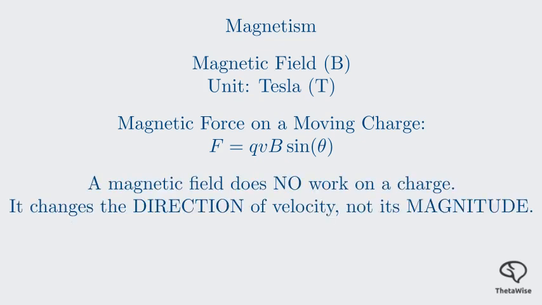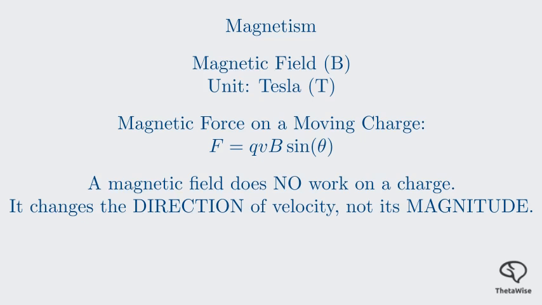Furthermore, the magnetic force is always perpendicular to both the velocity of the charge and the magnetic field itself. This means the force changes the direction of the particle's motion, causing it to curve, but it doesn't change its speed. Therefore, a magnetic field does no work on a charge.